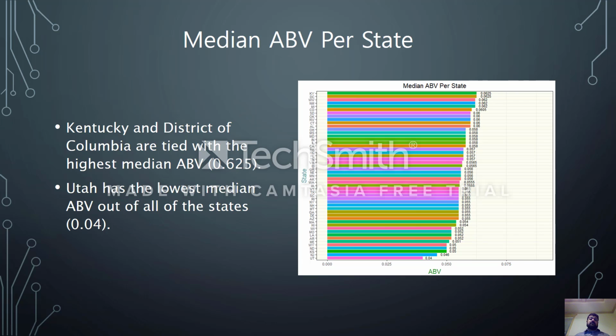Let's look at the median ABV per state. As you can see, Kentucky and the District of Columbia have the highest with 62.5%, and Utah has the lowest with 4%. This makes sense since Utah has a law that you cannot sell alcohol by volume greater than 5%, and if there is alcohol by volume greater than 5%, it can only be sold at state-controlled liquor stores.